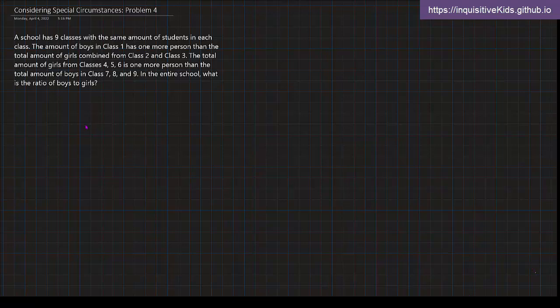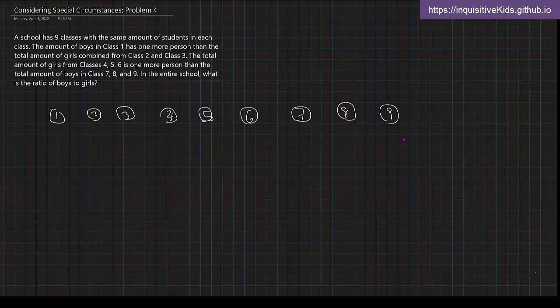So we know that there are 9 classes. I'm just going to make 9 columns to show that there are 9 classes. And just like in the last problem, I made a table to show the data, so everything made more sense. And I'll write B for boys and G for girls.